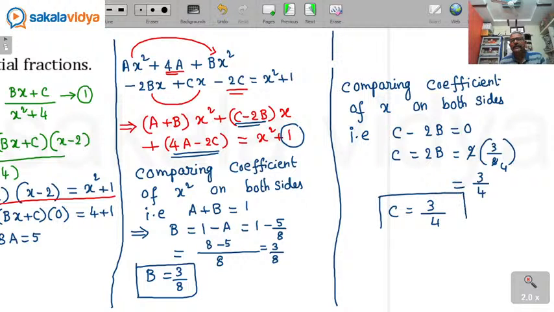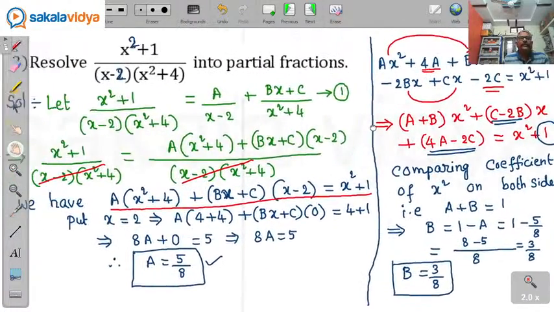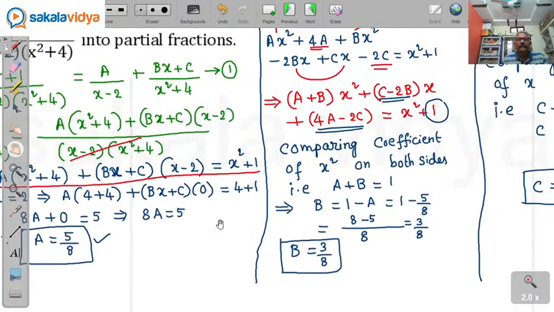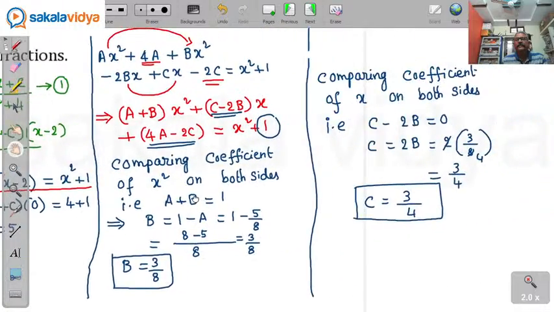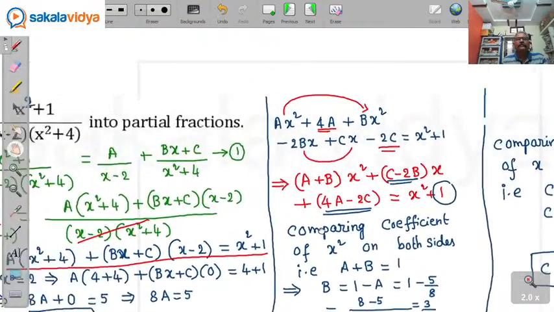Now the partial fractions we need to write. See, now here you check it. This is the a value, correct? You can check your solution. This is the a value, this is the b value, 3 upon 8, and the c value. Now substituting here: A upon x minus 2 plus bx plus c by x square plus 4. So partial fractions we can write now.